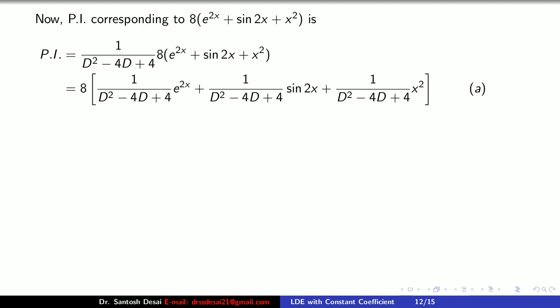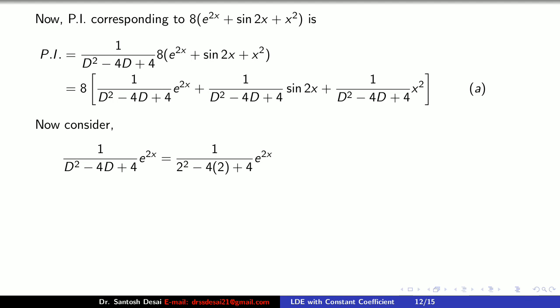Now we simplify term by term. So let us consider first 1 upon d square minus 4d plus 4 e raised to 2x. Now we know the method for e raised to ax. You have to replace just d by a. So whenever your RHS is an exponential function, that is e raised to ax, the method is to replace d by a in the denominator everywhere. So here we have to replace d by 2. So we get 1 upon 2 square minus 4 into 2 plus 4 into e raised to 2x. If you simplify this, we get 4 minus 8 plus 4, that is 0. So we get the case of failure.